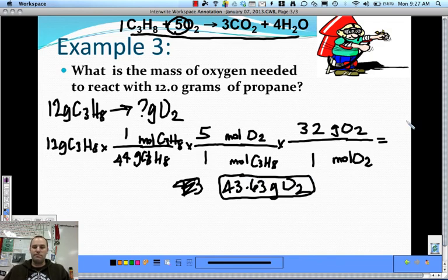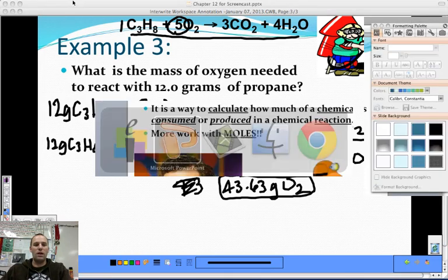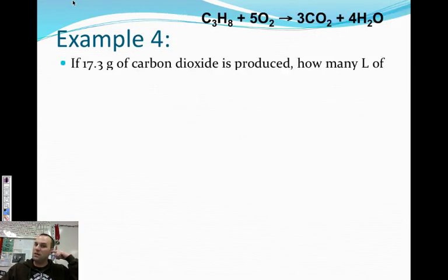Did you get it right? I hope you did. I know you're smart. You can do it. This is stoichiometry. This is as hard as it gets. So if you were stressing about it, no stress anymore. I think we have one more example, and then we'll be done.